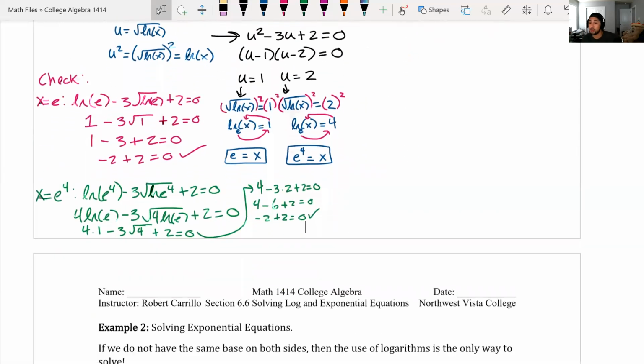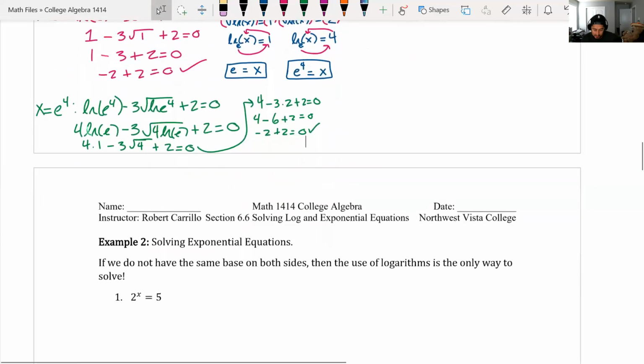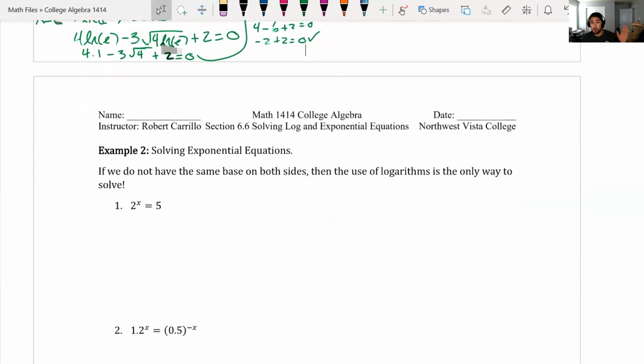Okay, now we get to exponential equations. So remember that if you get stuck in exponential, you can always rearrange from exponential to logarithm. So we're remembering all our exponential properties. We're remembering all our logarithmic properties. We're remembering that you can convert from log to exponential and exponential to logarithm.